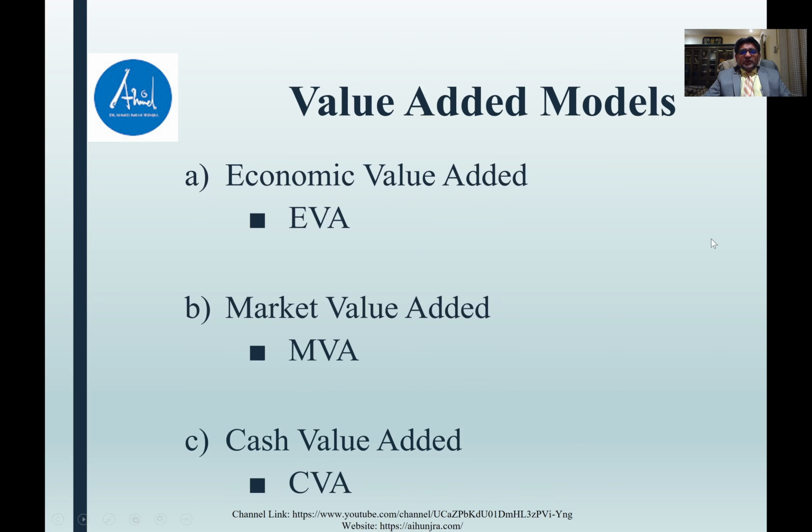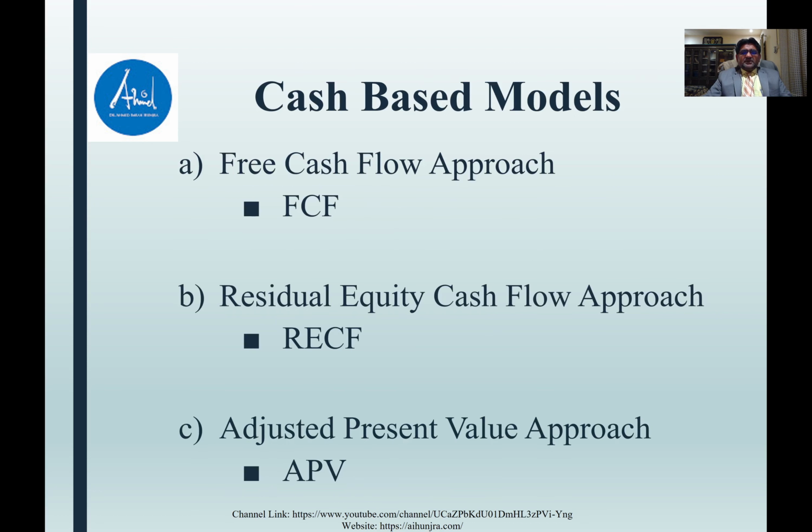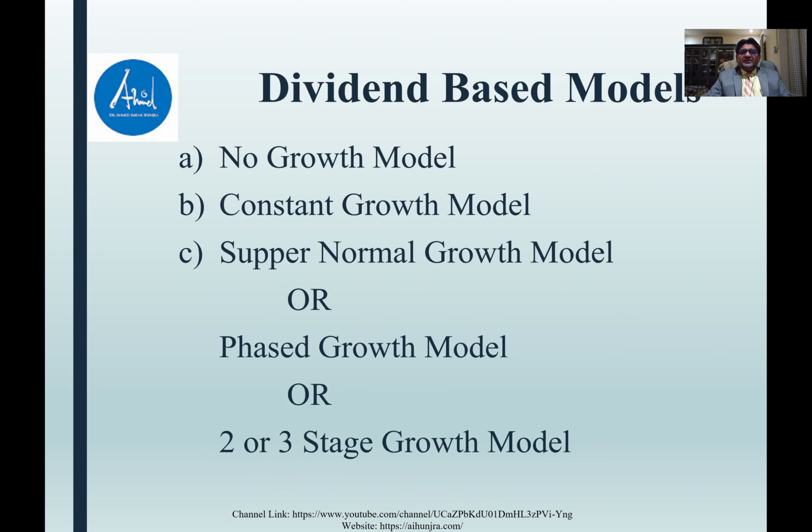Then the fourth category, value-added models. These are talking about the value. It can be the economic value-added model, market value-added model, or cash value-added model. So there are 4 major categories while valuing the stock. The relative based model has 5 subcategories. Then we have the cash based model, which is comprised of 3 different models. Then the dividend based model and value based model. So each other category has 3 subcategories, and the first, relative based model, has 5 sub models to calculate the fair price or valuation of the stock.